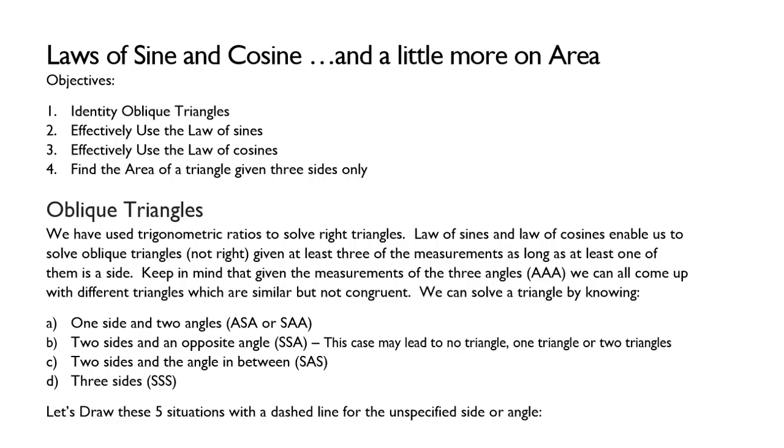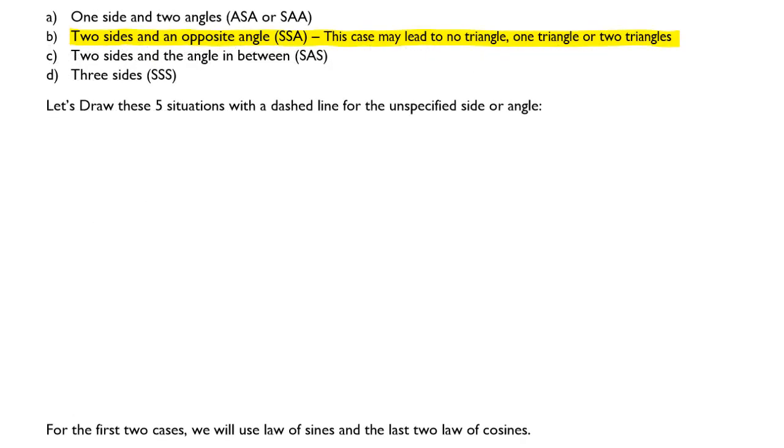Keep in mind that given the measurements of the three angles, we can all come up with different triangles which are similar but not congruent. We have four, and if you consider the first one, 5 different scenarios for what an oblique triangle could look like, and given the different information, each one will be solved in a different way. Let's draw these 5 different situations with dashed lines for the unspecified sides or angles.